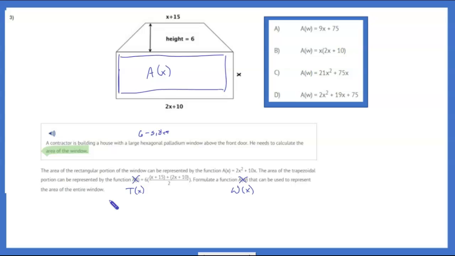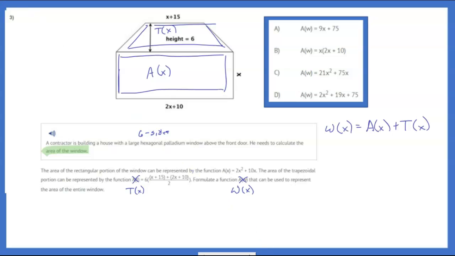All right, so let me actually label this up here. The trapezoid was t of x. And we want to know the area of the whole window. Well, if I just look at this diagram here, I can see the area of the whole window is going to be these two added together. So I'm just going to write that down. W of x equals a of x plus t of x.